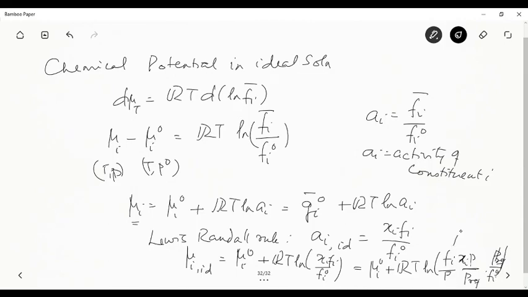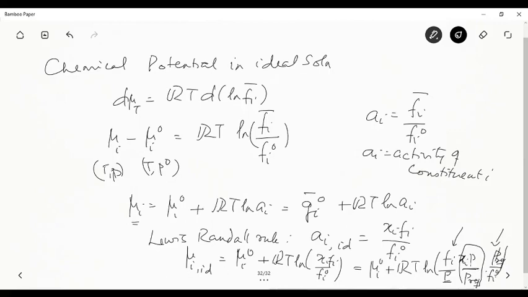Okay, so this f_i by P and this f_i naught by P ref can be obtained from the fugacity chart, the generalized fugacity chart for any given substance. And if the temperature, pressure and the critical temperature and pressure of that substance are known, then from the fugacity chart I'll be able to read this f_i by P and f_i naught by P ref. And this x_i P by P ref can directly be evaluated, and therefore I should be able to get the value of any substance's chemical potential at given temperature and pressure. Okay, so this f_i by P and f_i naught by P ref can be obtained from the fugacity chart, and x_i P by P ref can be calculated. Therefore, this quantity is evaluable. Okay, so that is how you calculate for ideal solutions.